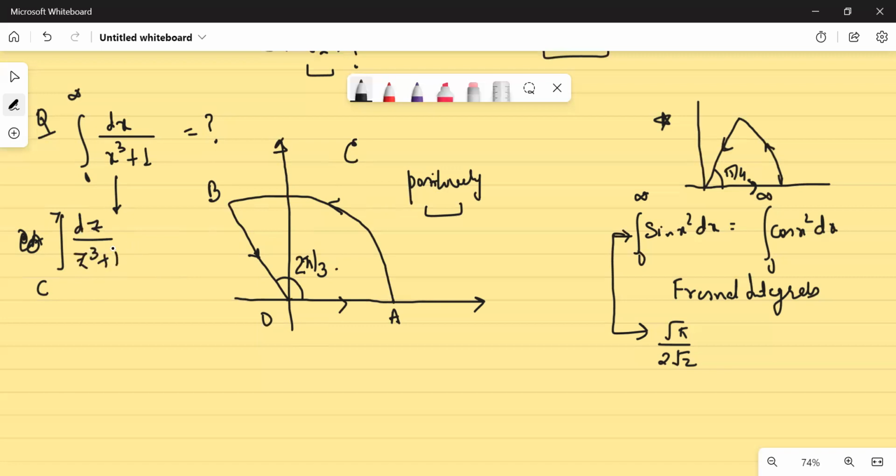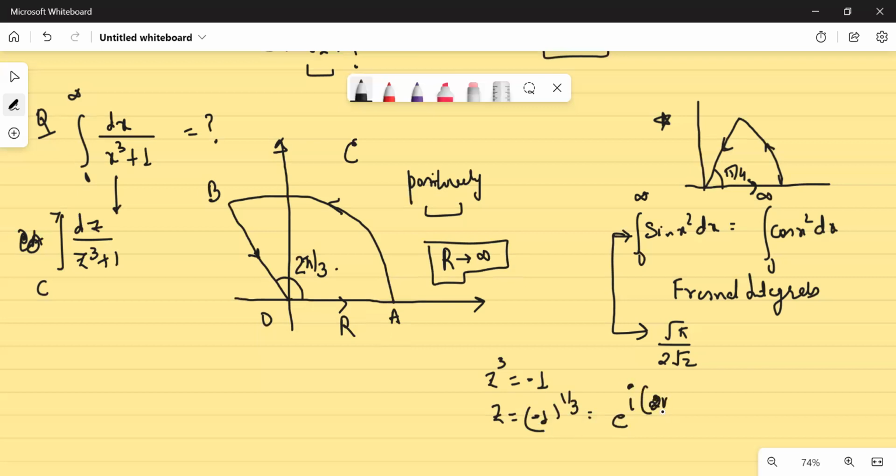Also, we can see that the singularity will be z cube equals minus 1. Is that clear? Let's say this radius is R, and eventually we'll say R tends to infinity. So z cube equals minus 1 implies z equals minus 1 raised to power 1 over 3, and this will give you e to the power iota (2n plus 1) pi upon 3. Is that clear? So what all singularities will be there?